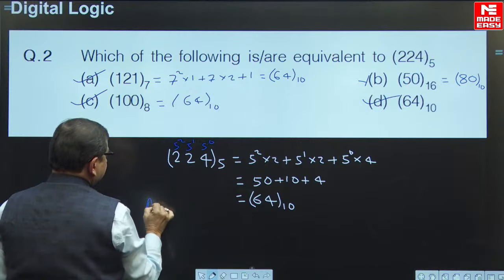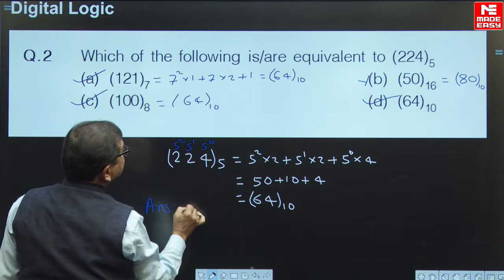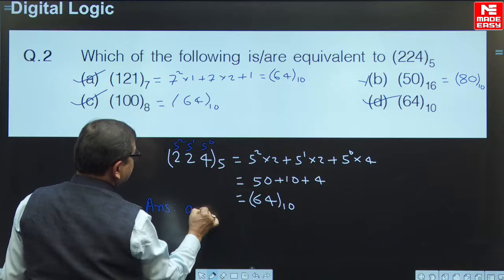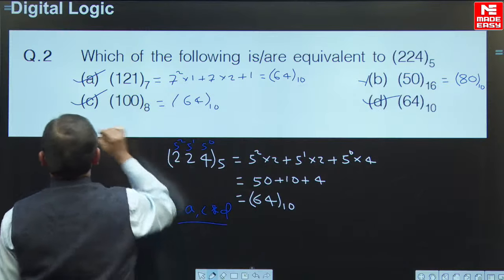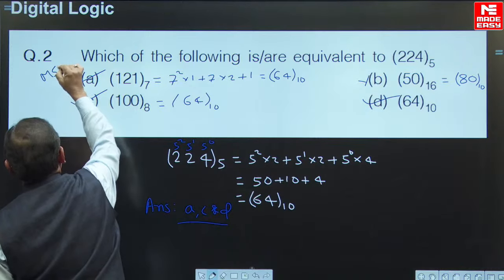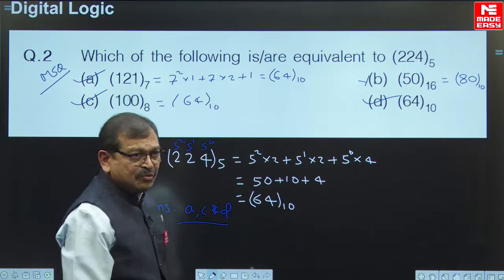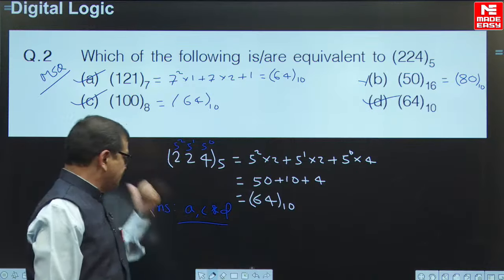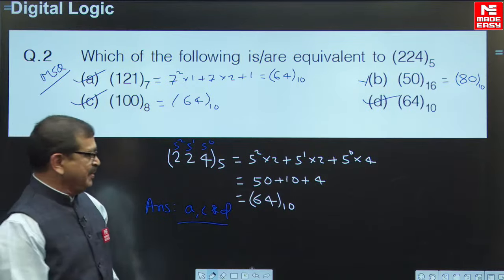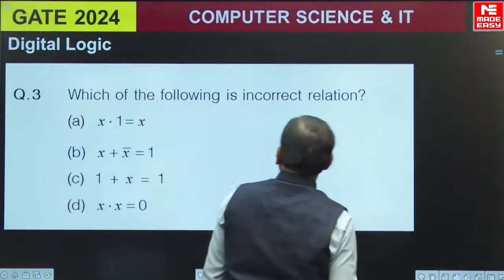So that is also an MSQ question. The answer we have here is A, C and D. These are the answers to this MSQ question. So the second question we received from you is an MSQ question, and the answer is A, C and D. Let us move to the next question.